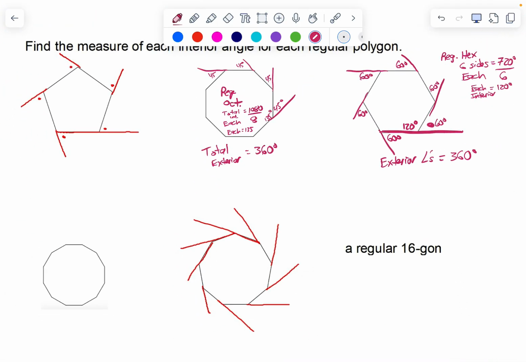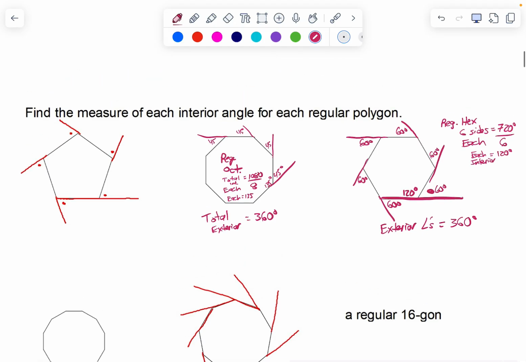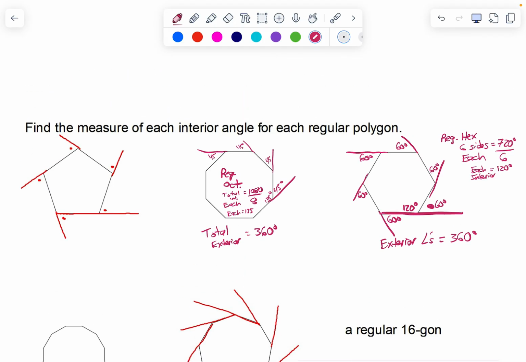Okay? How about pentagon? Let's just do it real quick. What's the measure of each interior of a pentagon? 540 divided by 5. What's the exterior angle? What's 72 times 5? 360.